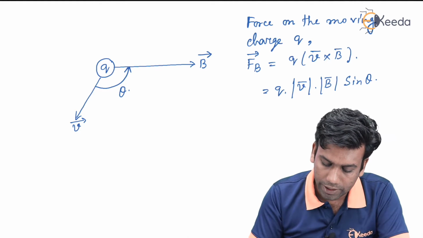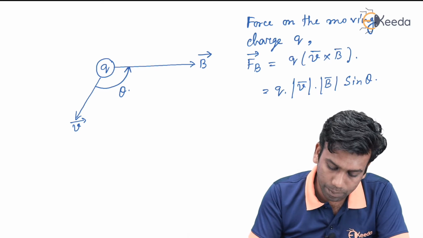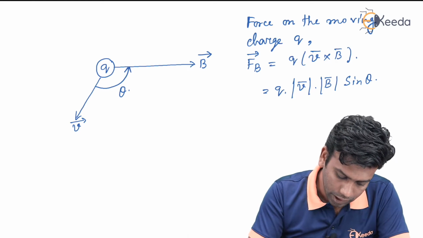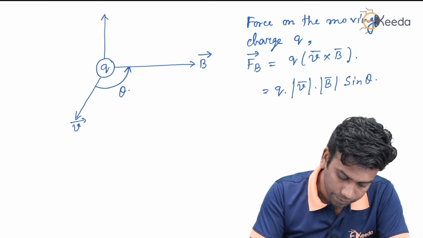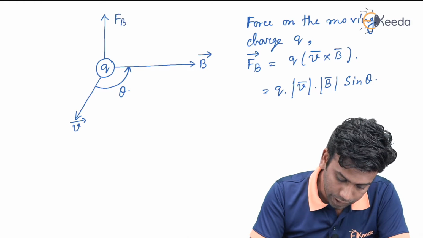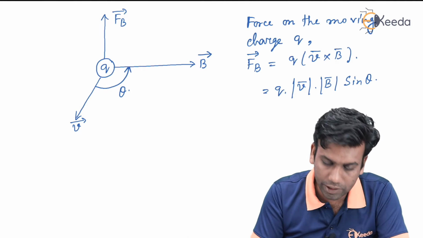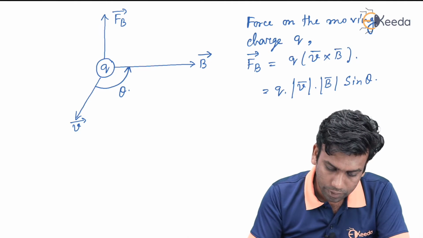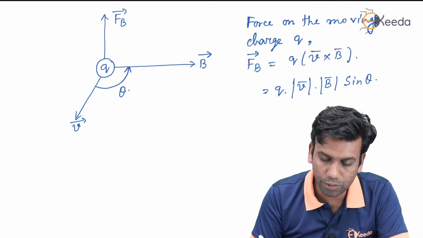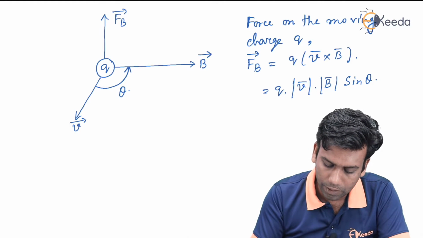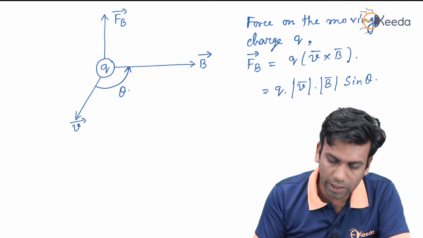So, the direction of the FB force will be perpendicularly upward, the FB vector. Now, this is the Lorentz force due to the magnetic field, and the total Lorentz force can also be found.